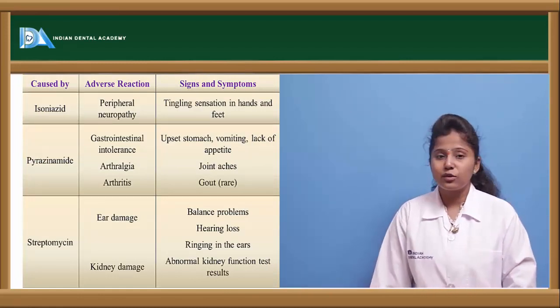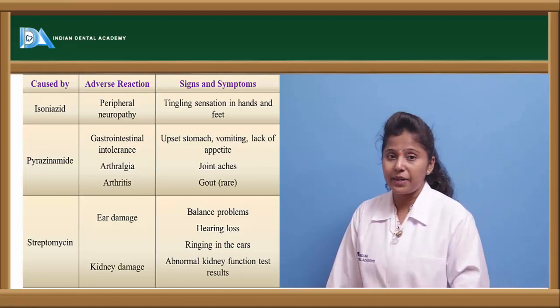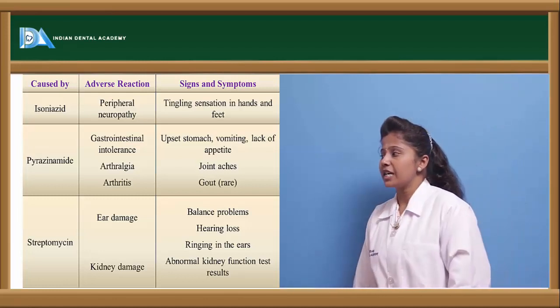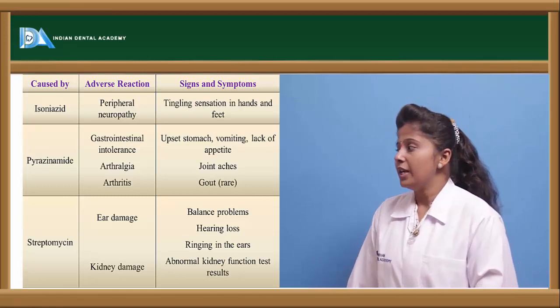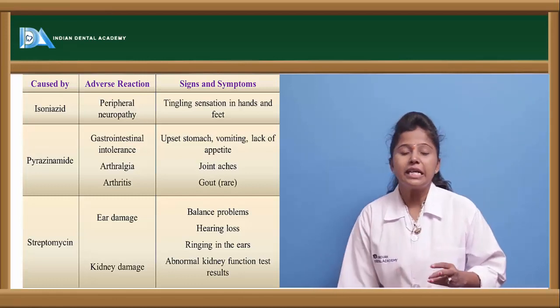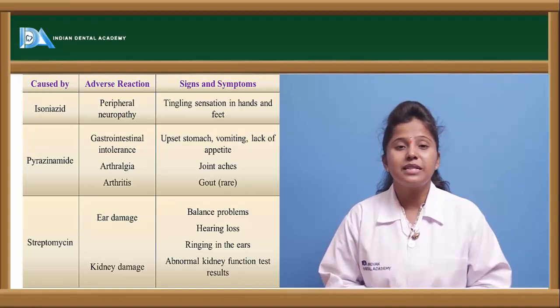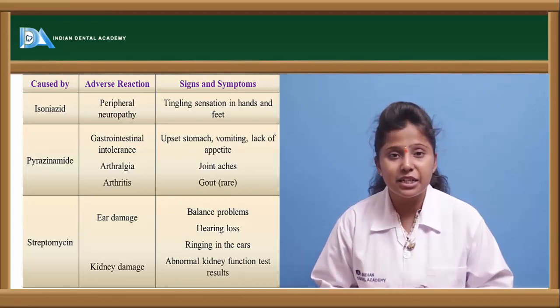Isoniazid, apart from hepatitis or hypersensitivity reactions, also shows adverse reactions with peripheral neuropathy. In the sense, it will show a tingling sensation of the hands and feet. So the hands and feet of the person will have a different sensation than the normal sensation.